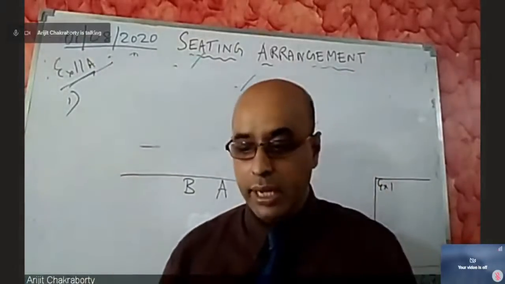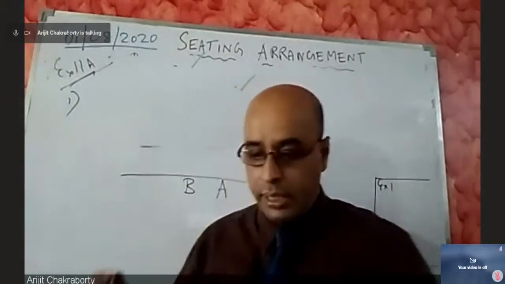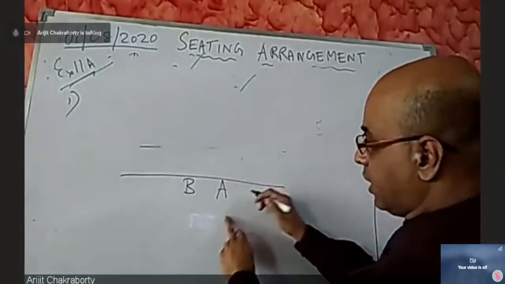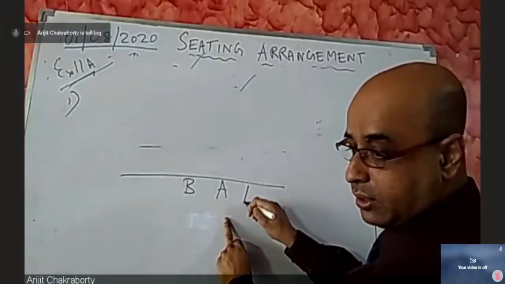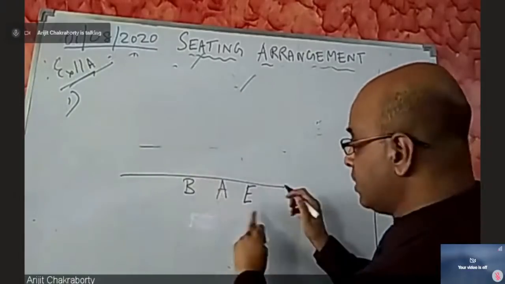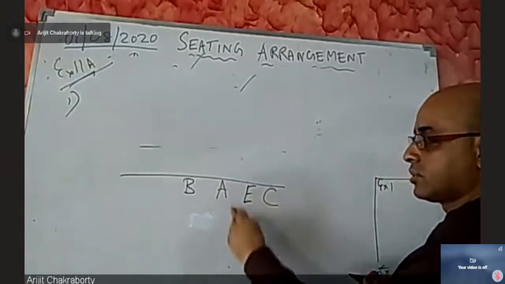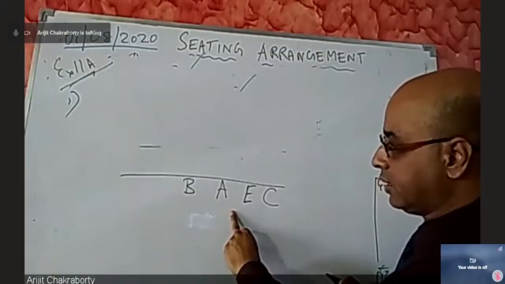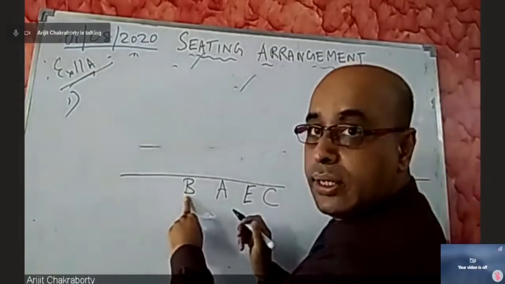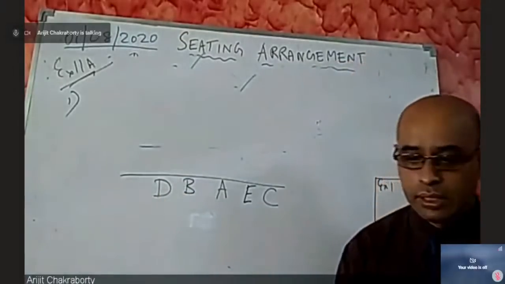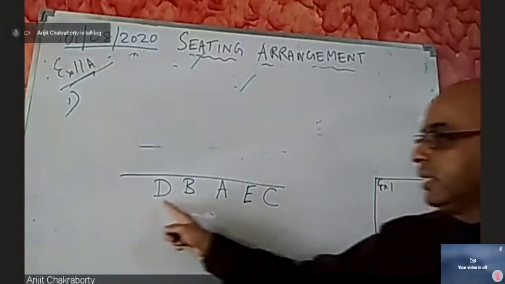A is to the right of B and E is to the left of C. E is to the left of C and right of A. So right of A. Here we have E. E is to the right of A and left of C. So left of C means E is to the left of C. So C is left. And B is to the right of D. B is to the right side of D. So D is to the left of B. So D is here. So we are getting the order D, B, A, E, C.